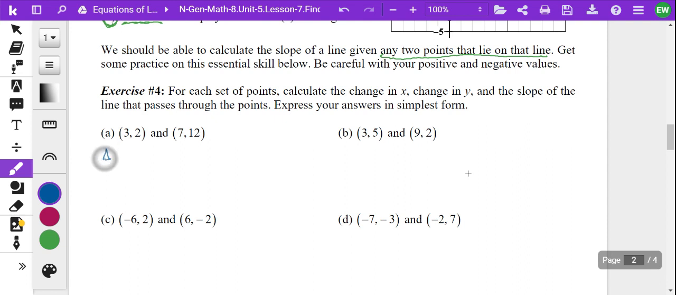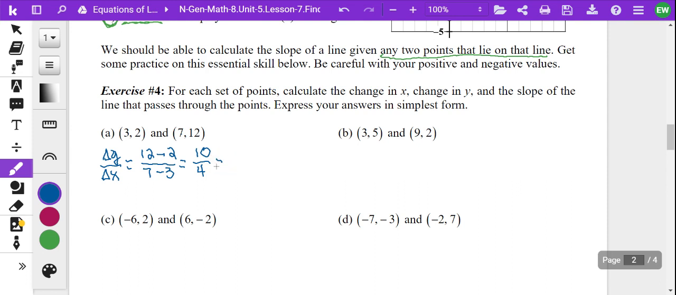So change in Y over change in X. So my Y is 12 and 2. Remember, Y is your second point. So 12 minus 2, change in X, 7 minus 3. So 12 minus 2 is 10. 7 minus 3 is 4.